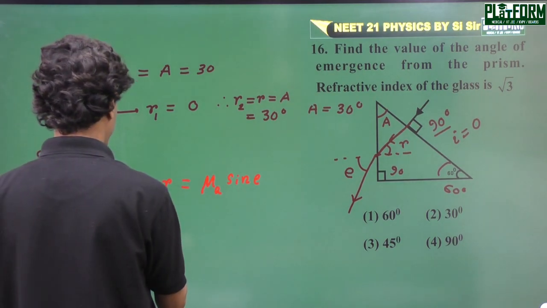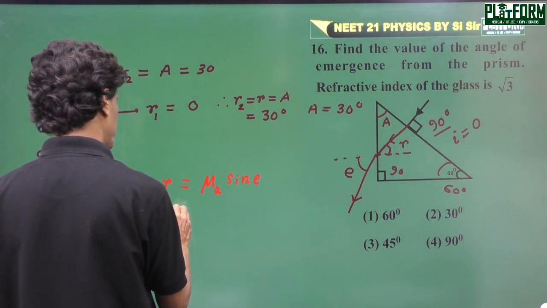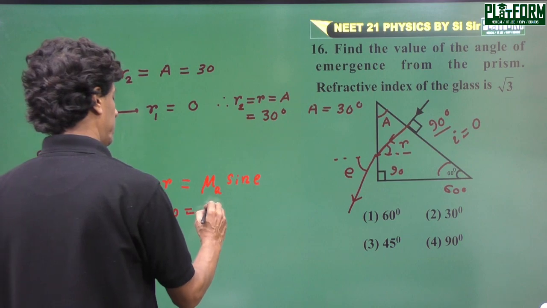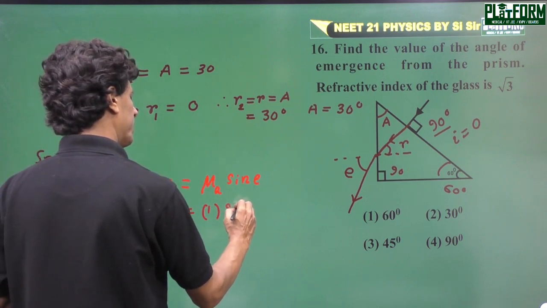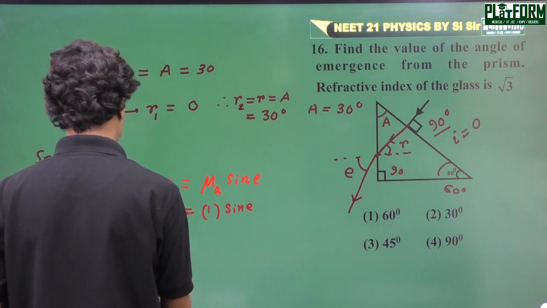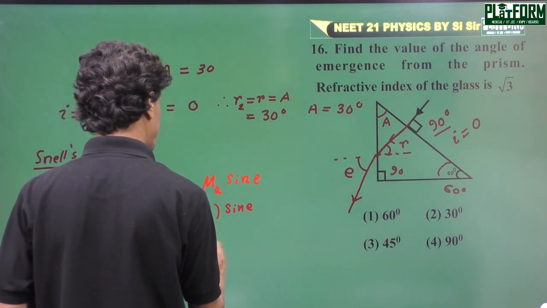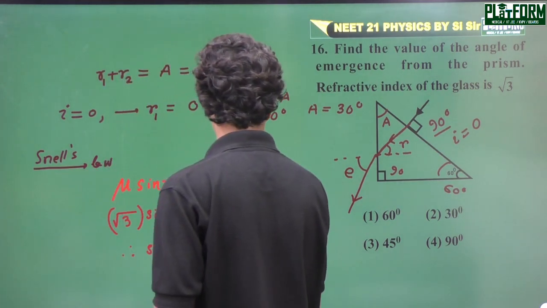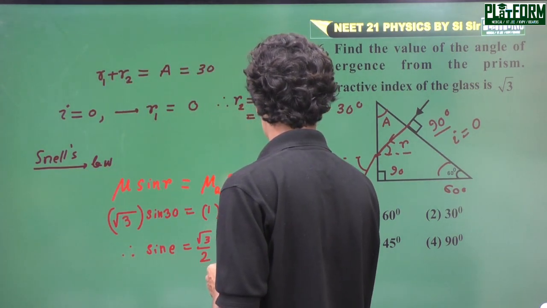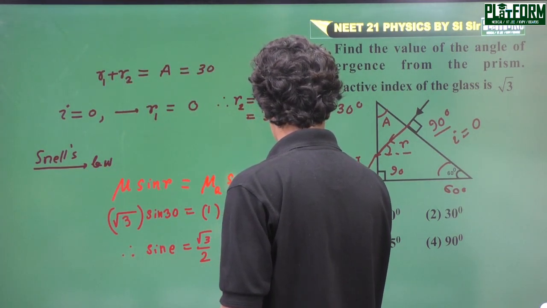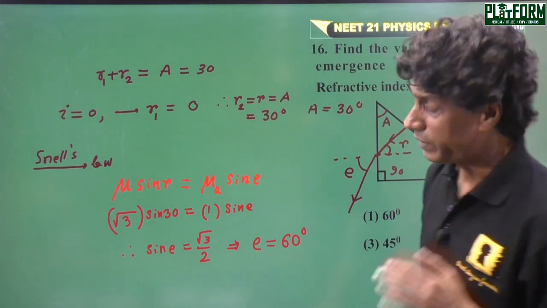Sine R, that is sine 30, it is 1/2, and it is sine E. We can write this as sine E equal to root 3 by 2. And finally, the angle of emergence is 60 degree. Very basic questions.